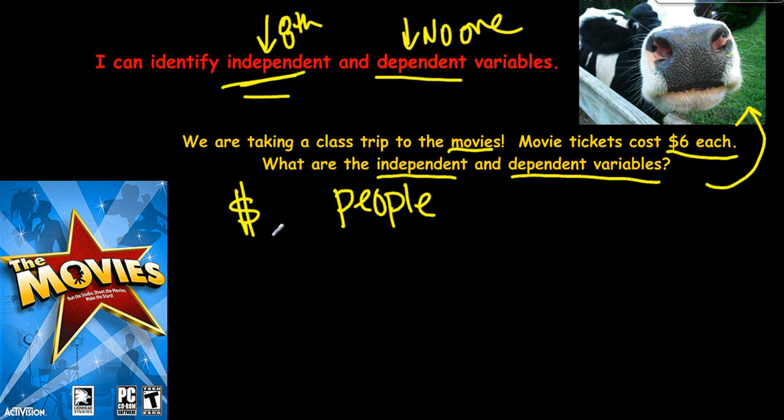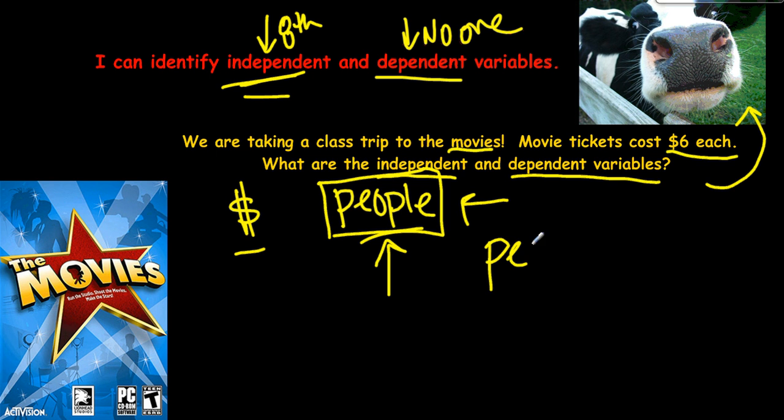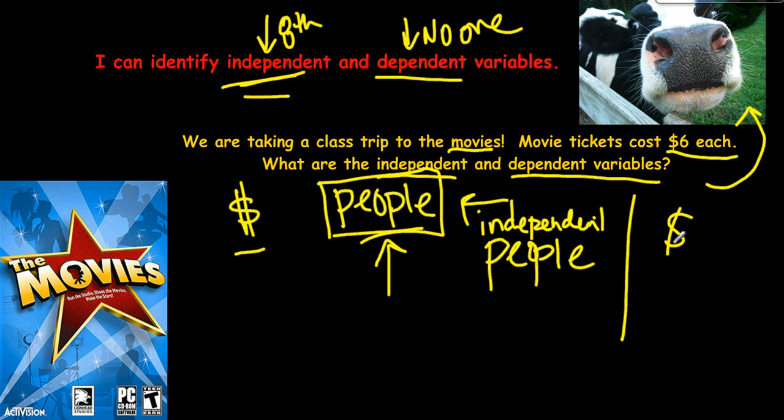So we're trying to determine the money and the people, which is independent, which is dependent. And when I think about this situation, I think the number of 8th graders and staff that we take with us to the movies, that's not going to change. That's going to be an independent thing. It does not depend on anyone else. So the people are independent. And then when I think about the money, how much we have to pay to go to the movies, that's going to be dependent on how many people we take with us.